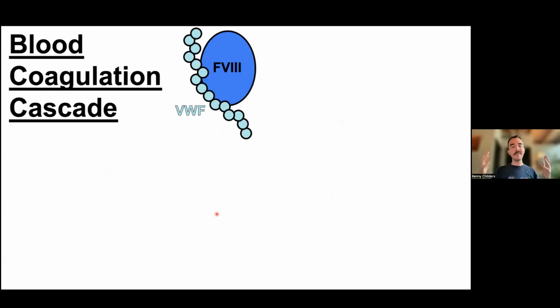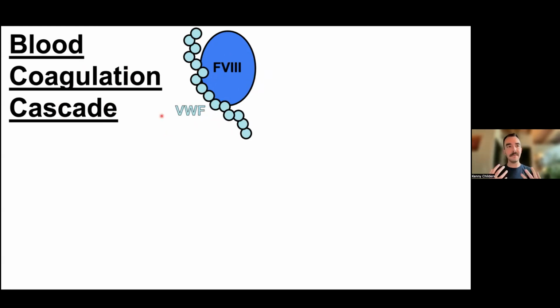In our lab, we focus on the protein blood coagulation factor VIII, which is shown here in blue, and its involvement in the blood coagulation cascade. In our bodies, factor VIII is secreted and it binds to this protein here called von Willebrand factor, which is shown in light blue, and it circulates in our bloodstream, which prevents premature proteolytic degradation of factor VIII.